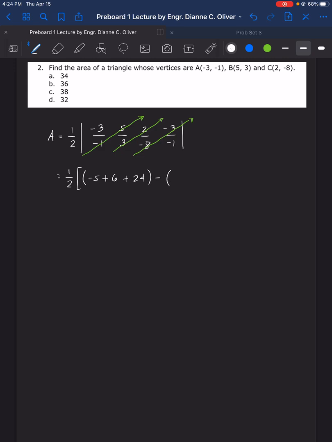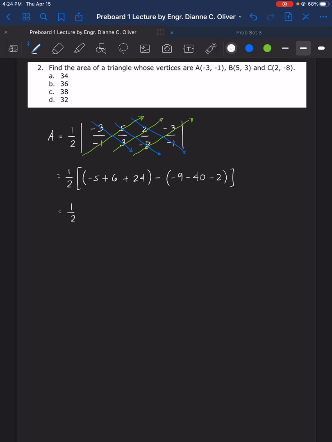Minus the downward arrow. So using the blue line, we have -3 times 3, 5 times -8, and 2 times -1. So what is -3 times 3? That is -9. 5 times -8 is -40. 2 times -1 is -2.